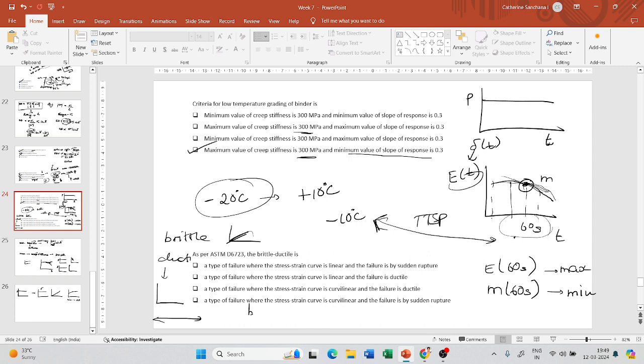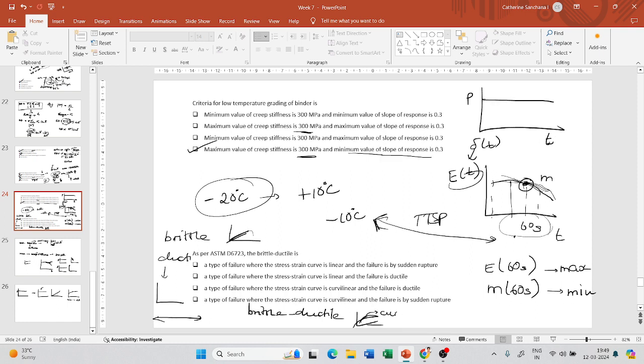The elongated deflection is the ductile failure. And there is something called brittle ductile failure, where the stress strain is curvilinear, and there will be a sudden rupture. So the answer to this is a type of failure where the stress strain curve is curvilinear and the failure is by sudden rupture.